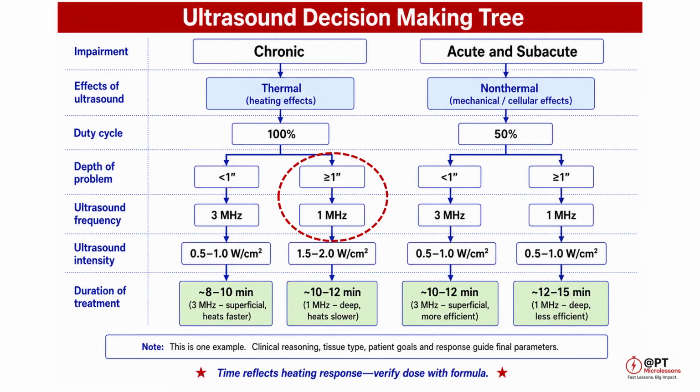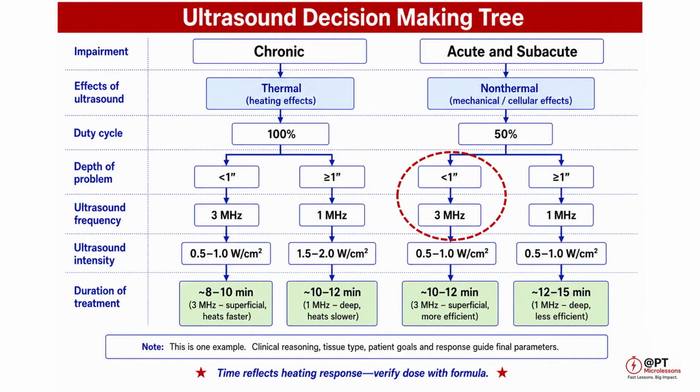This reinforces the idea that frequency, intensity, and time all work together and must be adjusted based on the depth of the target tissue and the treatment goal. Okay, now we will walk through the same path using 3 MHz with a pulse setting. We start with an acute or subacute condition, where the goal is non-thermal effects, so we select pulsed ultrasound. In this case, we are using a 50% duty cycle, which represents a higher dose pulse setting. Next, we consider depth. Since the target tissue is superficial, we select 3 MHz.